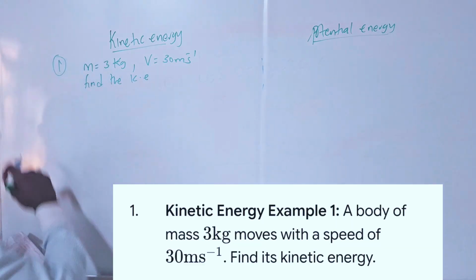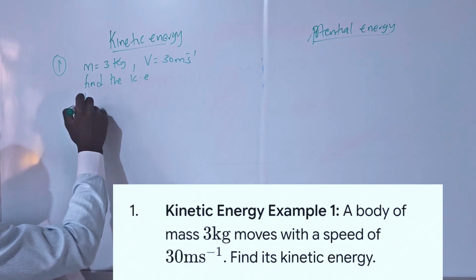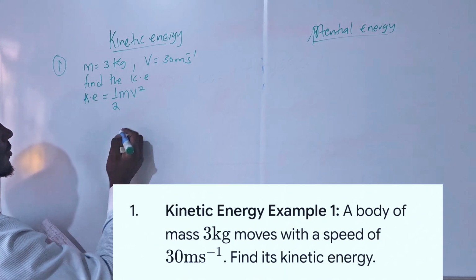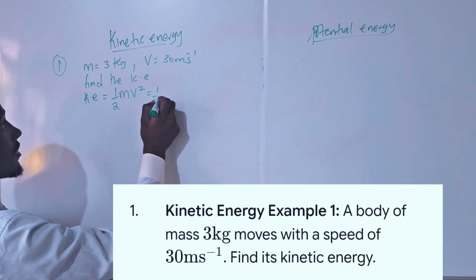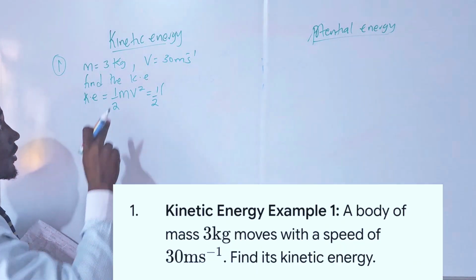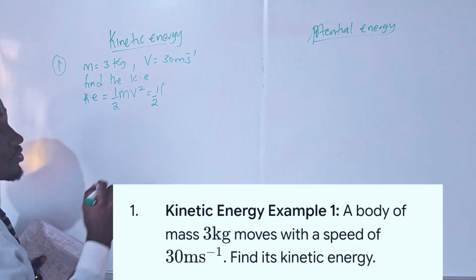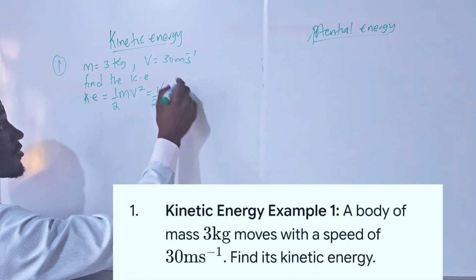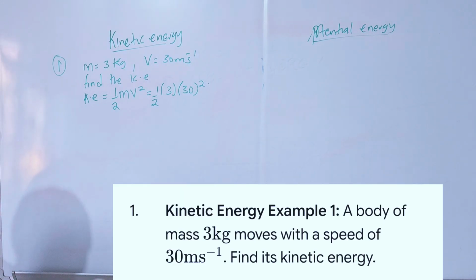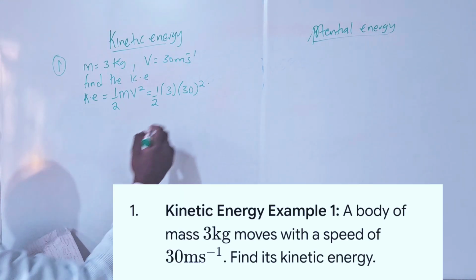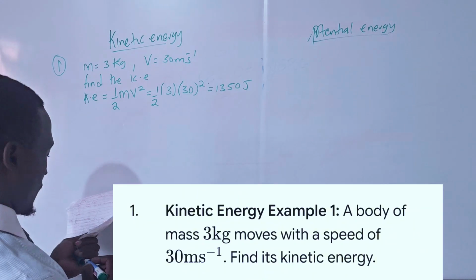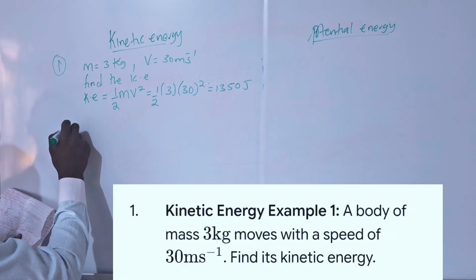This is question 1. So the kinetic energy is given by a half mv squared. This is going to be a half times the mass. Make sure your mass is in kilograms. It is already in kilograms for the question. Times the square of the velocity. So when we place our calculator, we are going to get 1350 joules. Let's look at question 2.